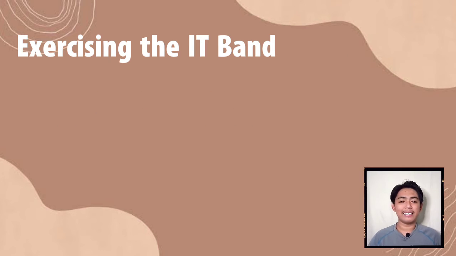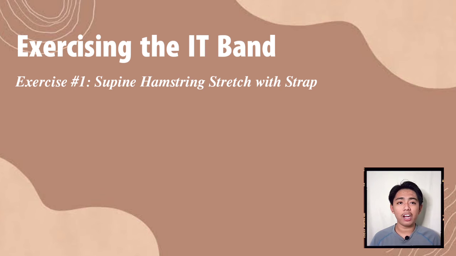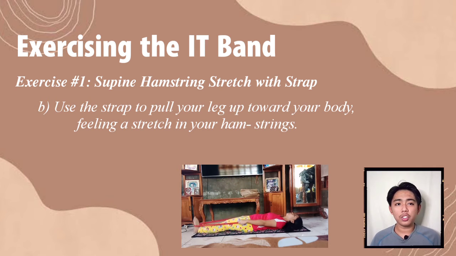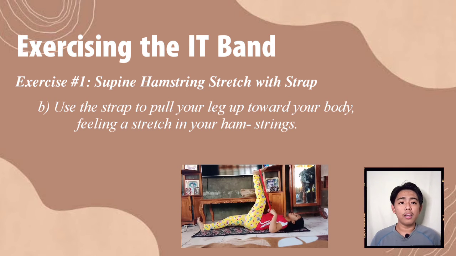So here are some exercises that involve our IT band tissues. First exercise is what we call the supine hamstring stretch with strap. In this exercise, we need a yoga mat and a strap. To execute this, we start by lying on our back with our legs straight and a strap secured on one foot, holding the end in your hands. Second, use the strap to pull your leg up toward your body, feeling a stretch in your hamstrings. You can have a slight bend in your knee but keep your foot straight. Make sure not to let your other leg lift off the ground.